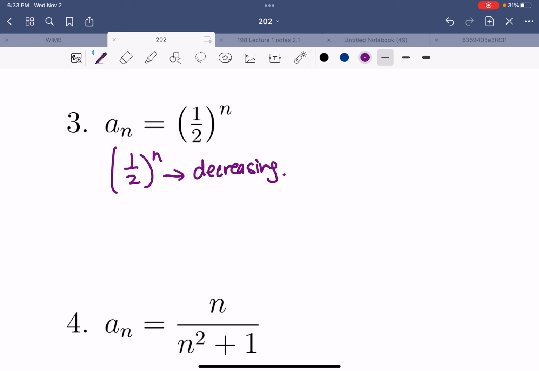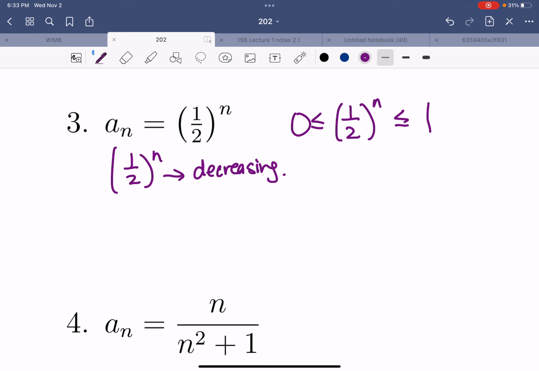Okay. Now we know that this is exponential, so we know that (1/2)^n has to be greater than or equal to 0. That's absolutely true because we have 1/2 to powers. Don't make it negative. And we know that this is going to be less than or equal to 1, right?